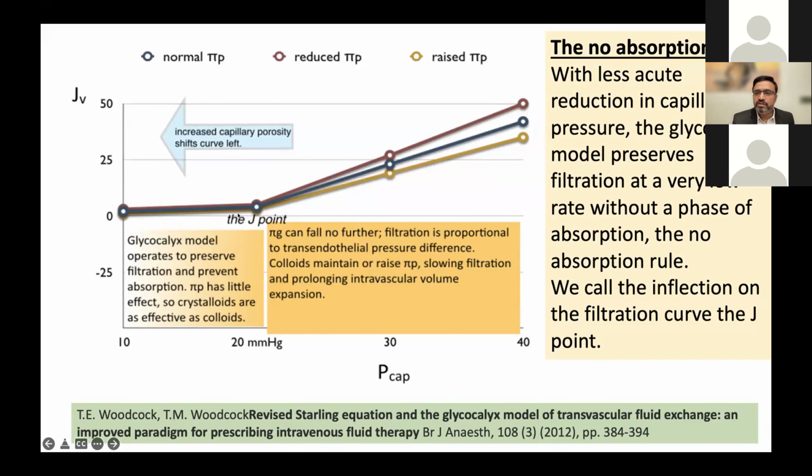Below the J point, the filtration is very negligible. So irrespective of whether we give colloids or crystalloids, they are both going to remain within the vascular compartment. So there is no difference between colloids and crystalloids up to the J point. At low levels of capillary pressure, colloids and crystalloids probably will have the same volume expanding effect. It's only when you cross the J point, that is when the capillary pressure really overshoots the oncotic pressure within the vessels, that we start having filtration outwards.